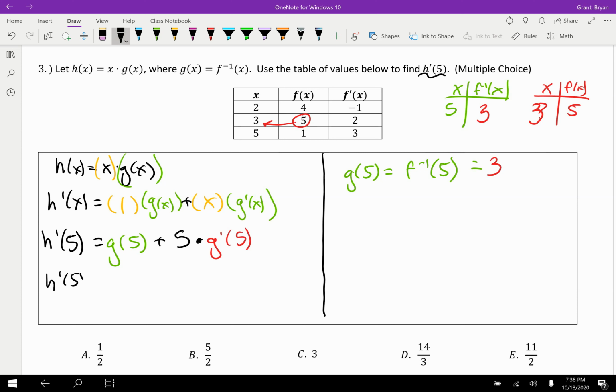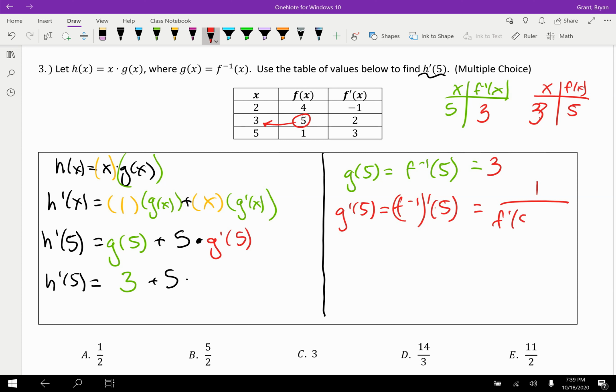So h prime of 5 equals g of 5, which became 3, plus 5 times something. What about g prime of 5? Well, g prime of 5, I think this is going to be very similar to before. We know g is the same thing as f inverse, but it's the prime of that. So we need to find f inverse prime of 5. We have a formula for that. It's very exciting. It's 1 divided by f prime of the inverse of 5.